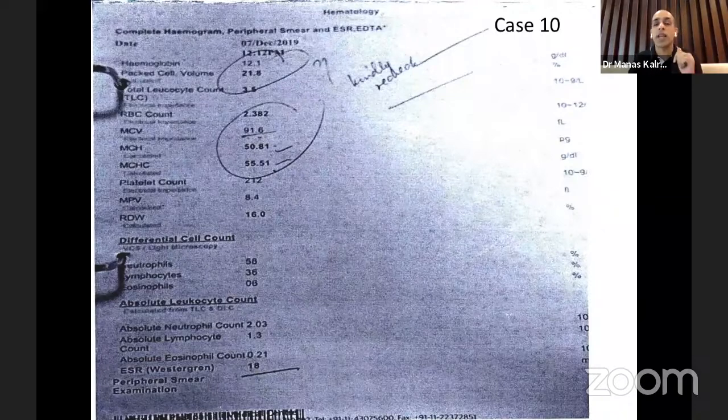Now look at this CBC. This is very important. See the note of the doctor. The doctor says, "Kuch gadbad hai. Kindly recheck. Aapka report galat hai." That is what the doctor is saying here. Can you see the note?